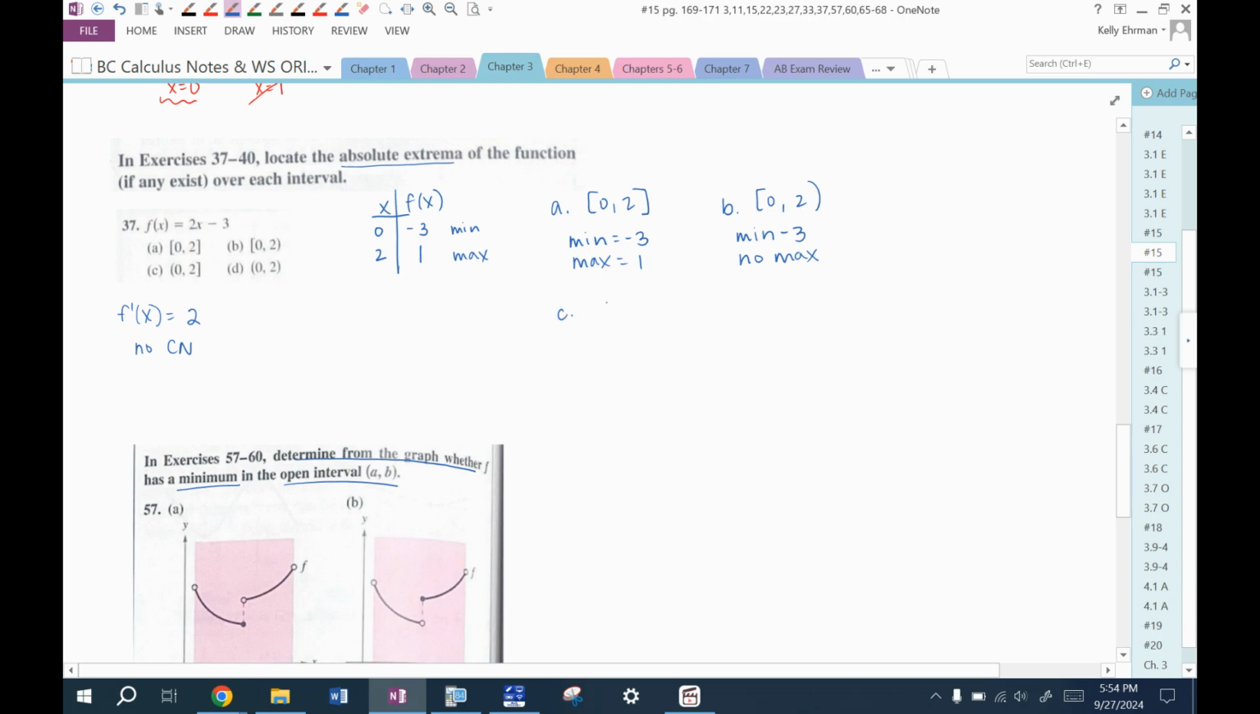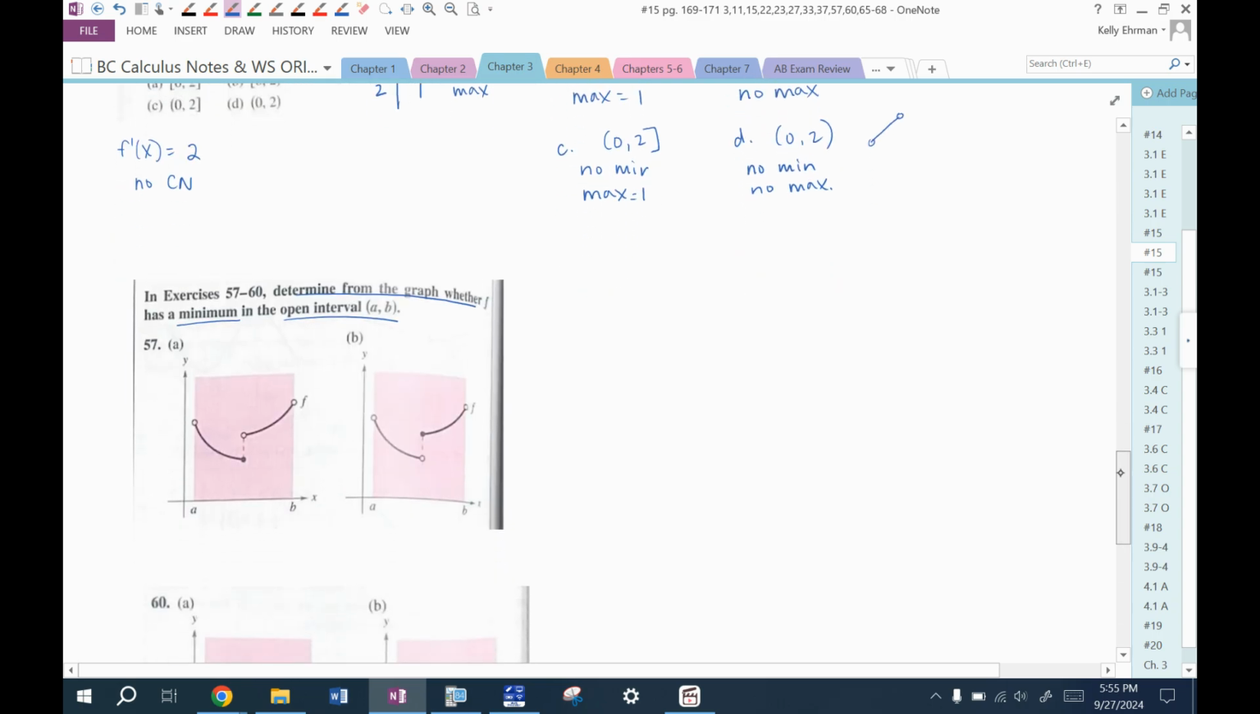So you kind of do that with each one. For part C, 0 we're not including, but 2 we are. So that means now there's no minimum because there is no point at 0. And there is a maximum. The maximum is equal to 1. And for D, when it's an open interval, this little line segment between two open points, there's no max and min. There's no max and min because you can never reach the highest point. It has to be a closed interval. You have to have closed circles to be able to find an absolute extremum.